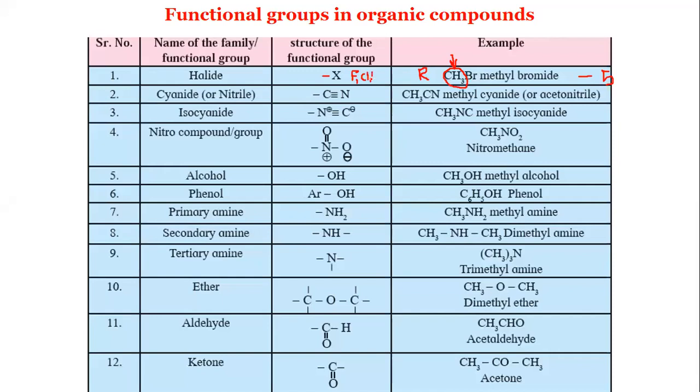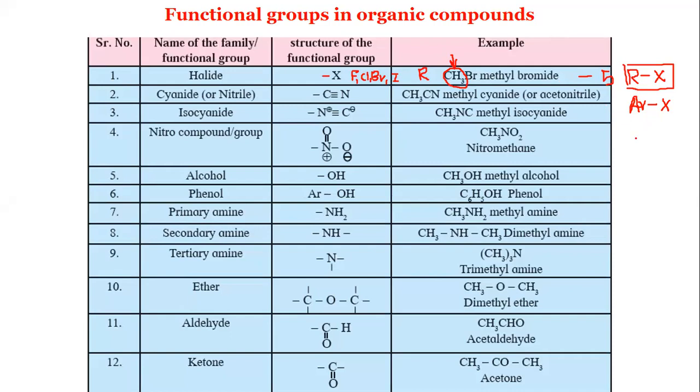bromine, and iodine. So any compound with RX is called an alkyl halide, remember. Any compound with this R and X is called alkyl halide. And if instead of R, an aromatic group is there, ArX, it is called aryl halide.